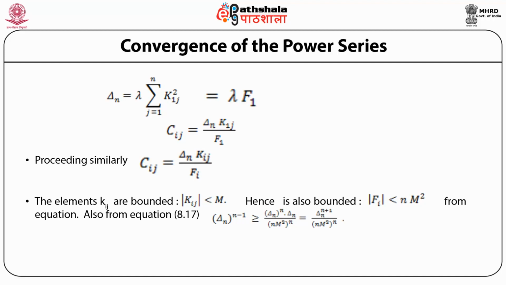The elements K_ij are bounded. |K_ij| is less than some number m. Hence f_i is also bounded. |f_i| is less than n times m squared, as can be seen from the above equation.